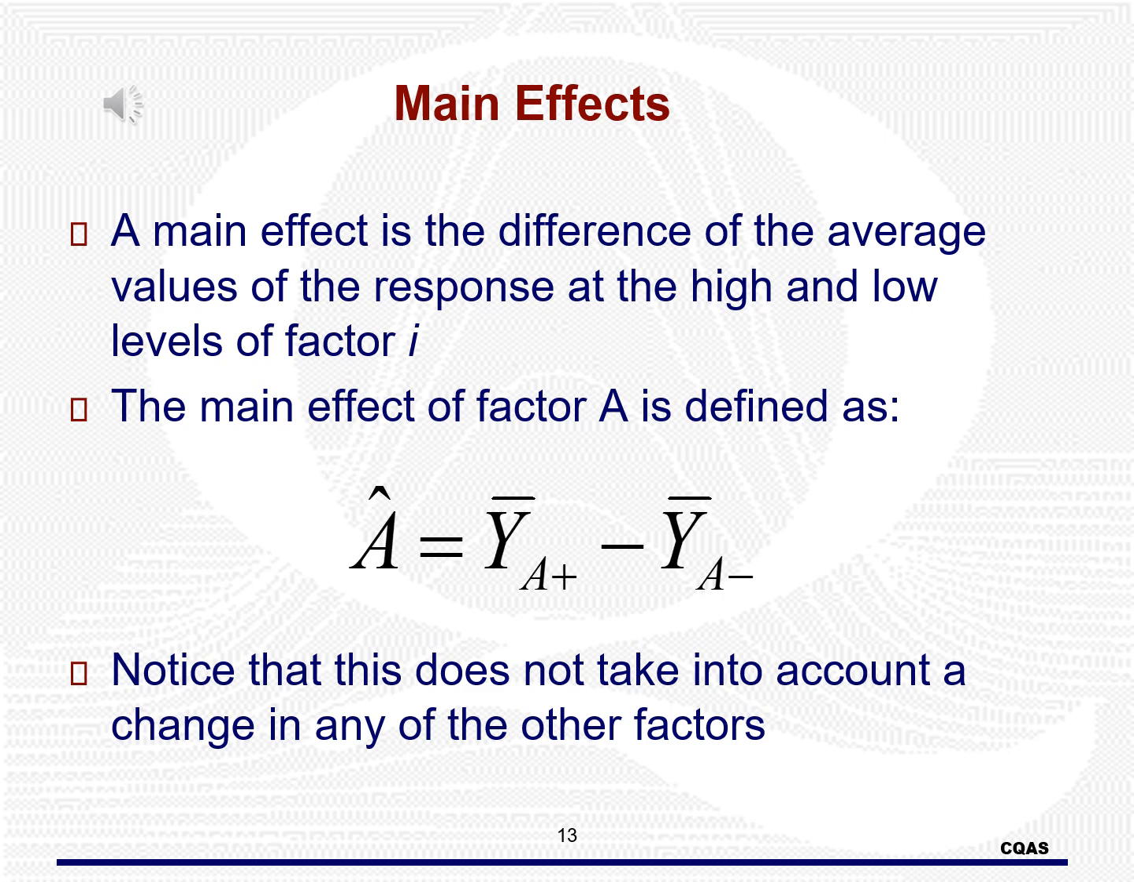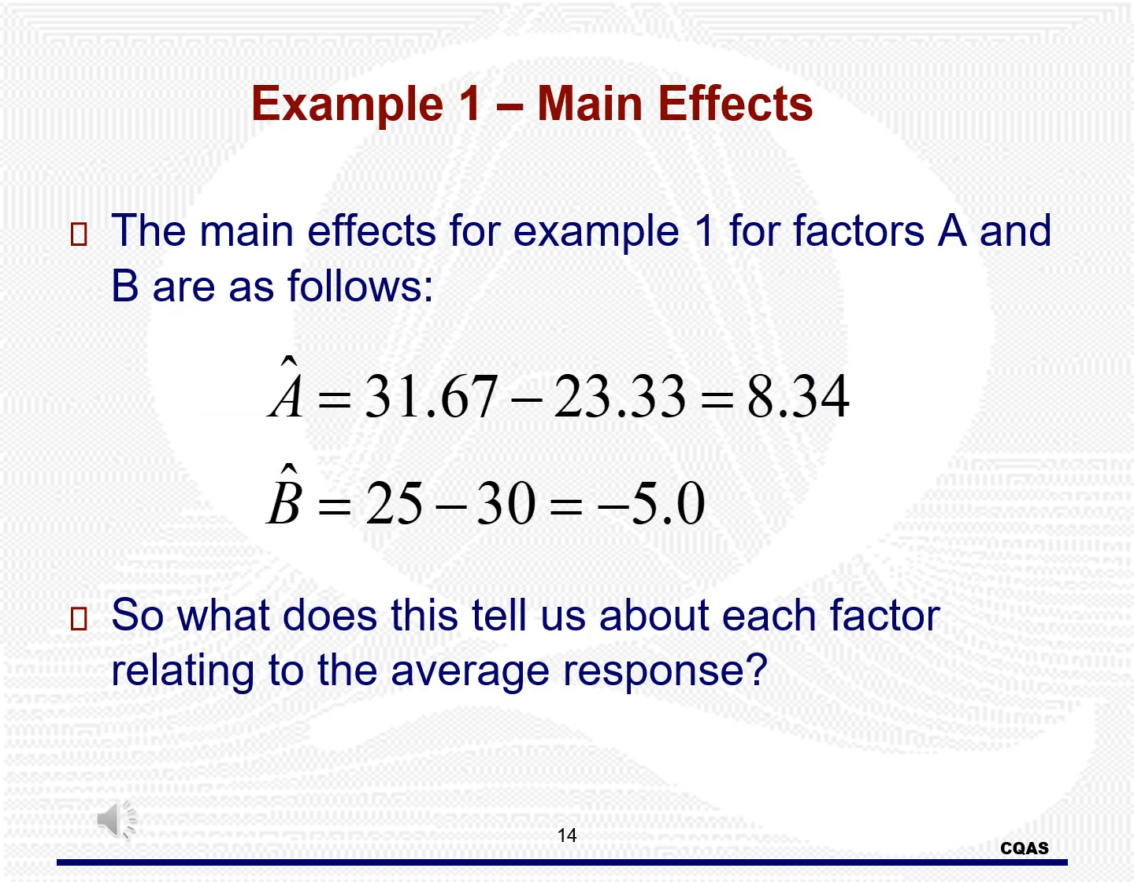This means that we are averaging over the levels of all of the other factors. We assume that the differences are the same at all levels of each of the other factors. Here are the results for the chemical experiment. The main effect for A is 8.34 and for B is minus 5.0.